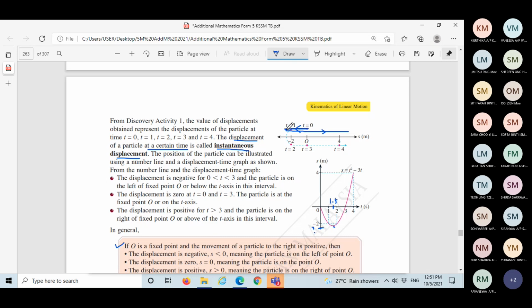So after that, when t equals 2, it comes back here, to this location, 2 meters to the left of point O. Then it goes some more, and when t is 3, it comes back to point O. Then when t is 4, it is at positive 4, so it's on the right hand side of the fixed point O.